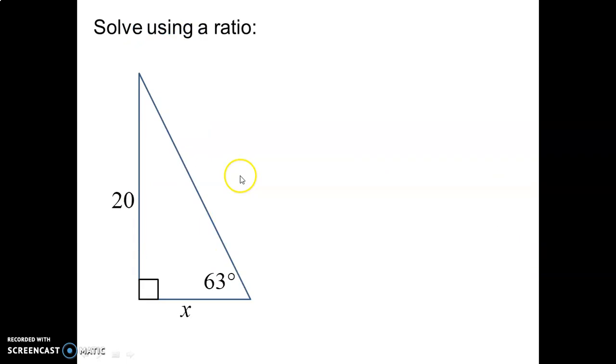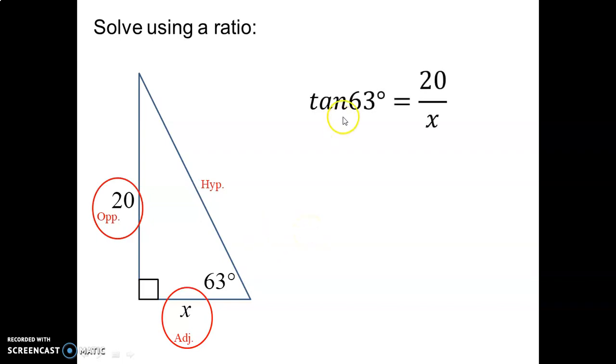Okay, another example. Let's look at this one. I'm looking at this, I have this angle, and I have the opposite side, and I need the adjacent side. Hypotenuse is not given, so I'm only thinking about opposite and adjacent here. Okay, well, that is which ratio? Tangent. So hopefully you saw tangent, opposite over adjacent.